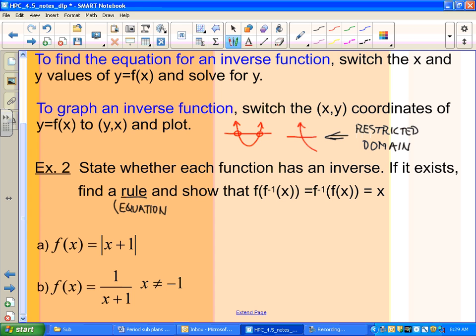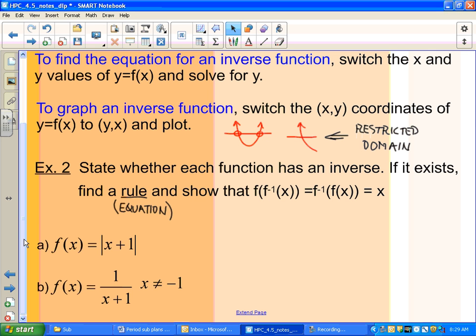So that's what the rule is going to refer to. We're going to state whether or not the given function has an inverse. And it would help if we remember what the parent function looks like. We've got a visual in our head of what these graphs look like, and if not, we can sketch them real quick and see.